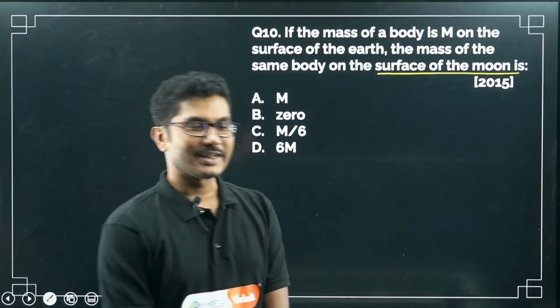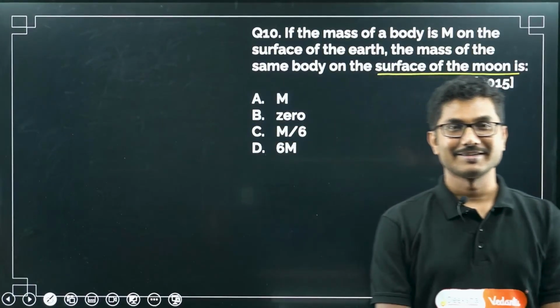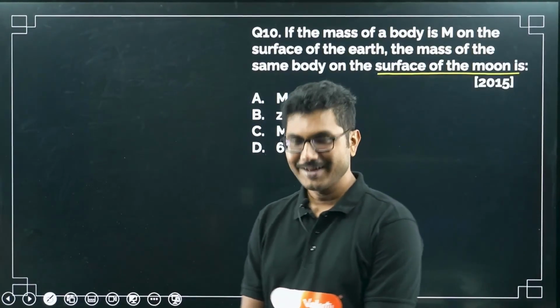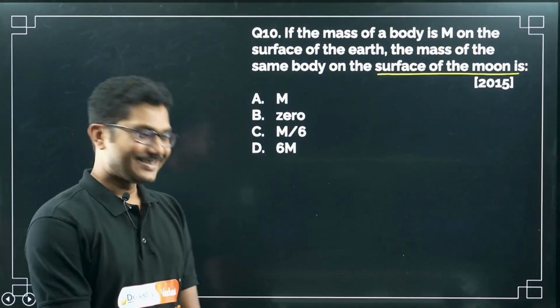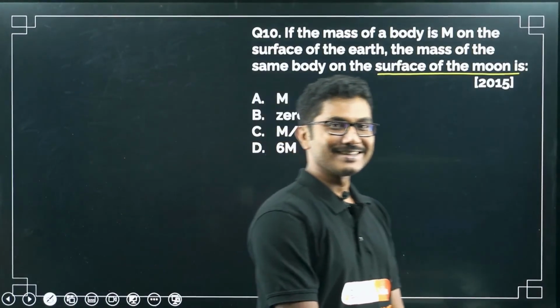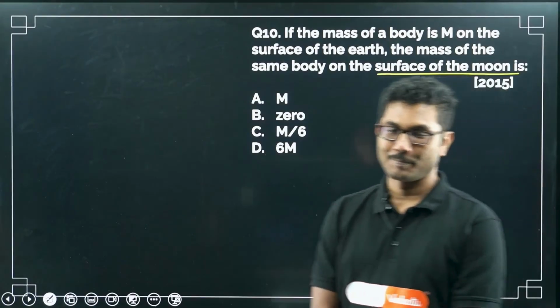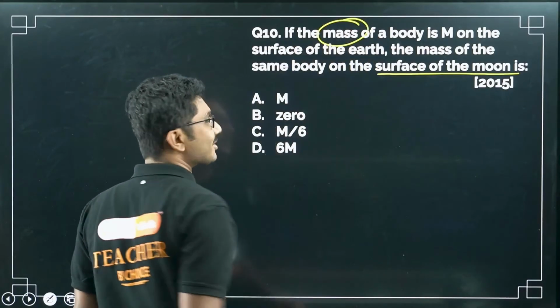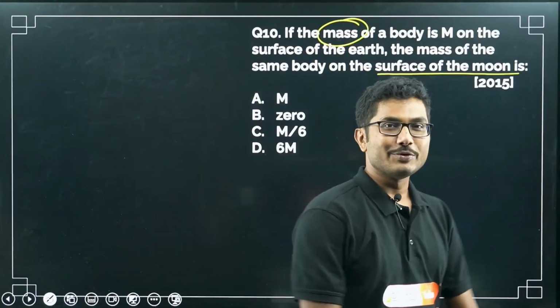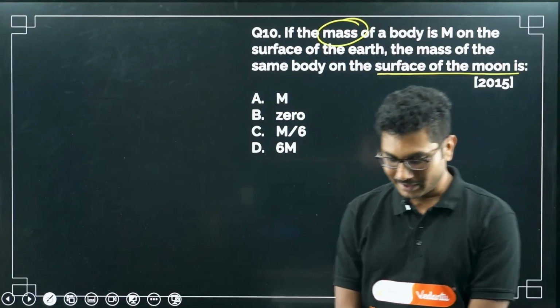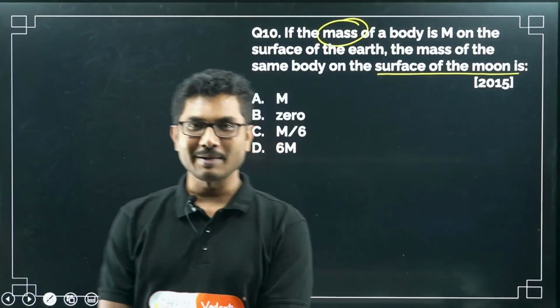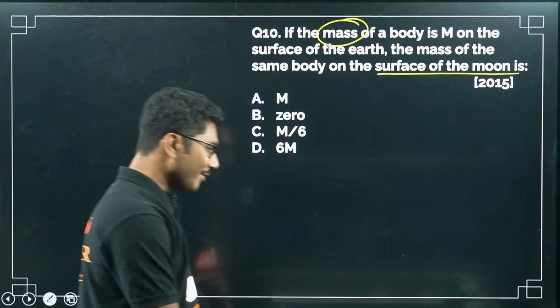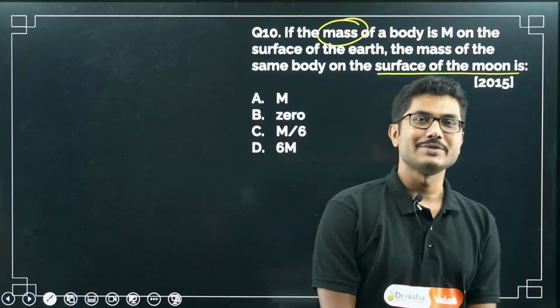Raise your hand if you are saying m by 6 before I reveal the answer. Obviously, if I say raise your hand, that means it is definitely not the correct answer. The correct answer is m, because mass does not change wherever you are. That is the fundamental property. Mass of an object is a fundamental property and it does not change no matter where you are in this universe.